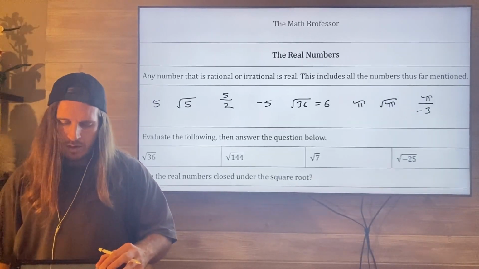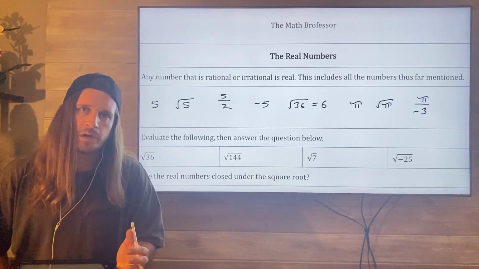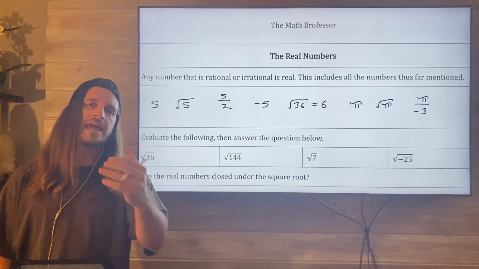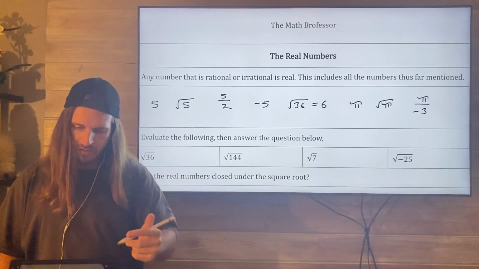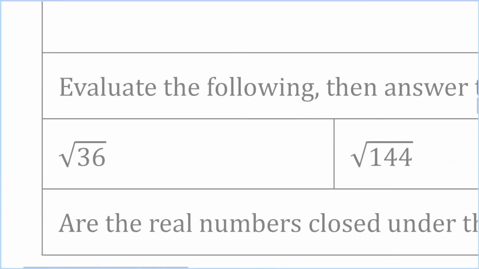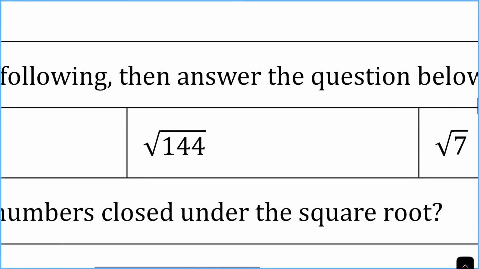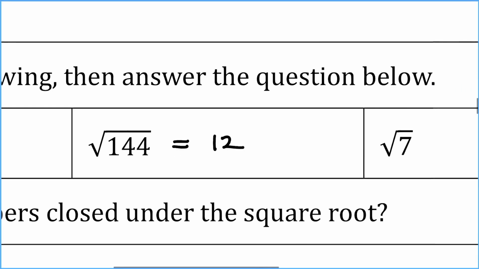So we're just going to keep doing what we've been doing. Apply operations to real numbers and see if we can break out. Can we get out of the universe of real numbers? Well, let's see here. Evaluate the following. Square root of 36, that's 6. 6 is a real number. We have not broken out of the real numbers. How about the square root of 144? That's 12. 12 is rational, but right now we care that it's a real number.